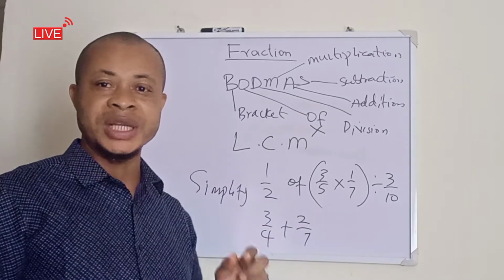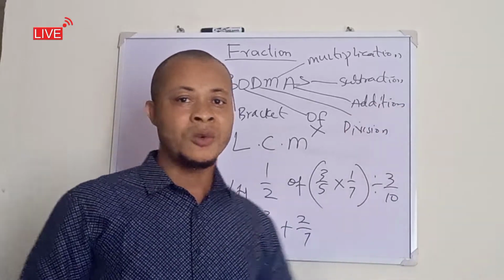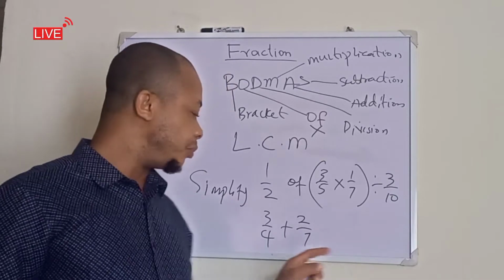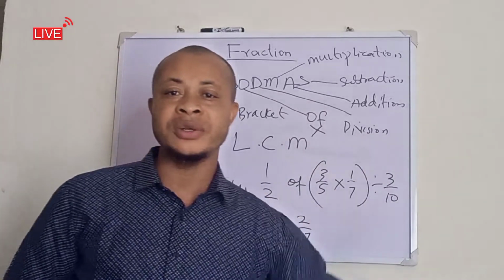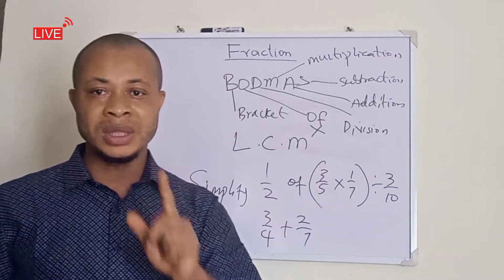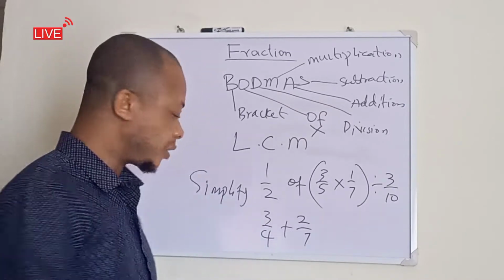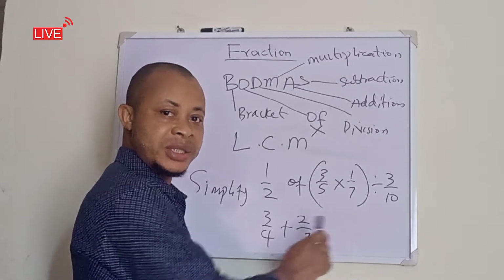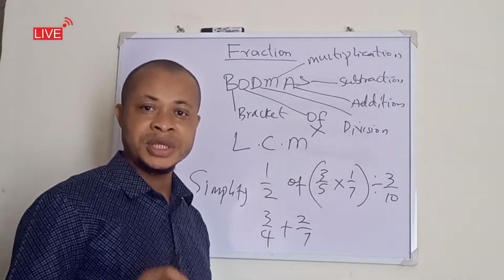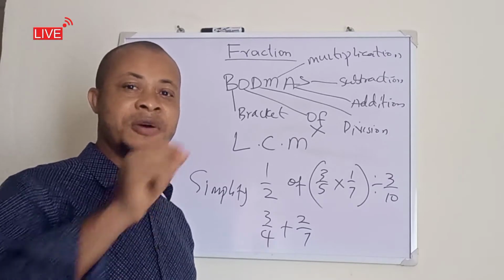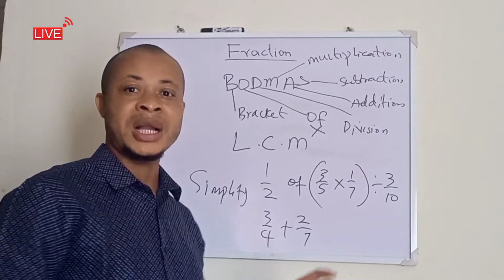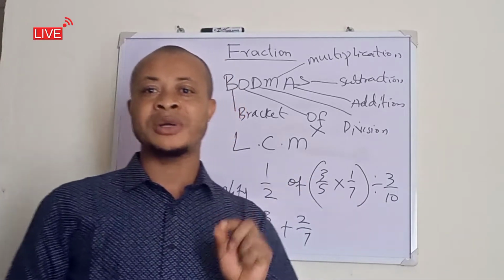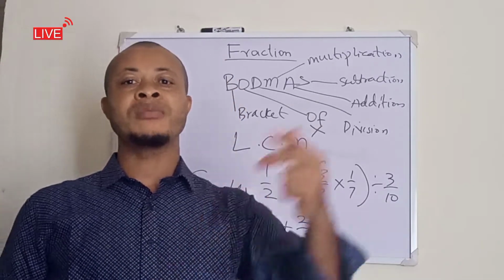LCM of 4 and 7 is the nearest number which 4 and 7 will multiply to give you, such that both 4 and 7 can divide that number without remainder. Look at the number. 4 times 7 will give you what? 28. That means 28 is the nearest number which 4 and 7 can divide without leaving any remainder.